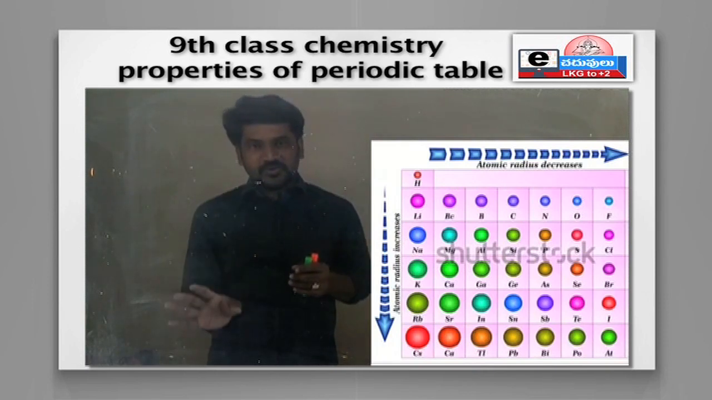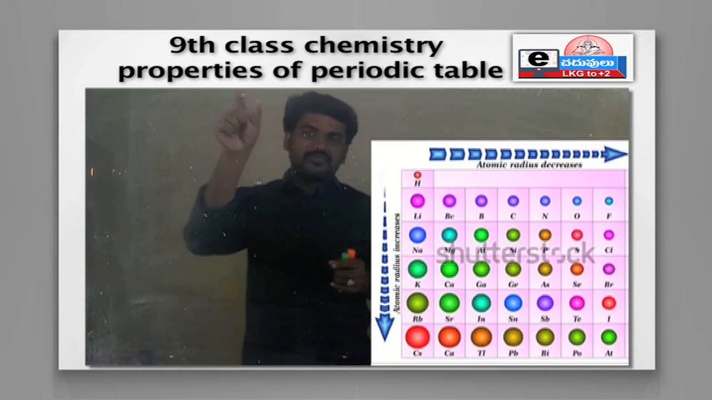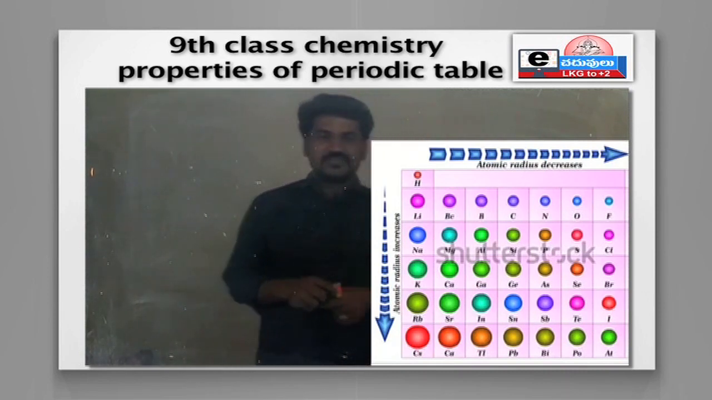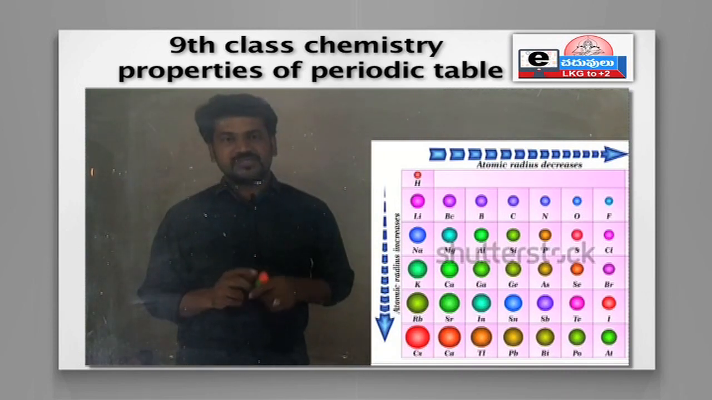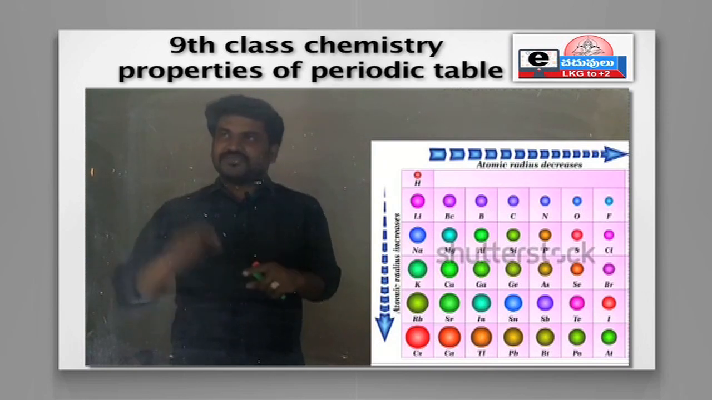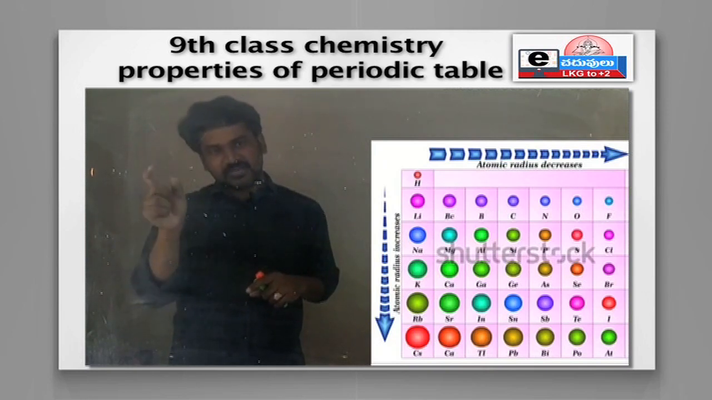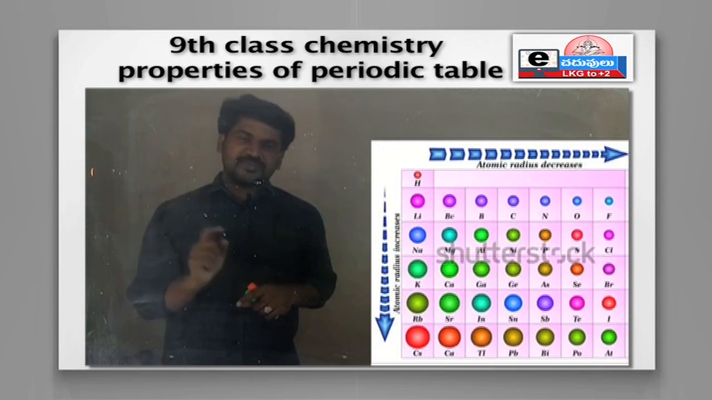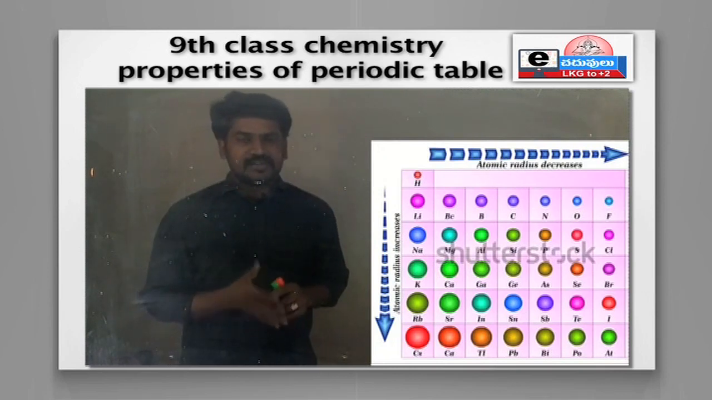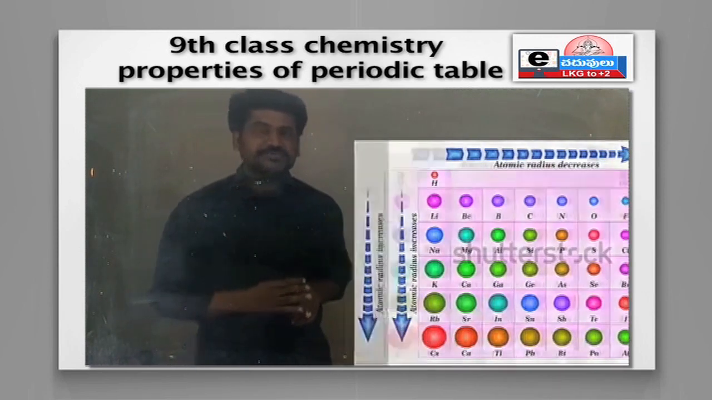And compare it to groups. In groups from top to bottom, the atomic radius increases. Why? Because the number of shells increases: in the first group one shell, second group two, third group three, right? So as the number of shells increases, the atomic radius also increases.